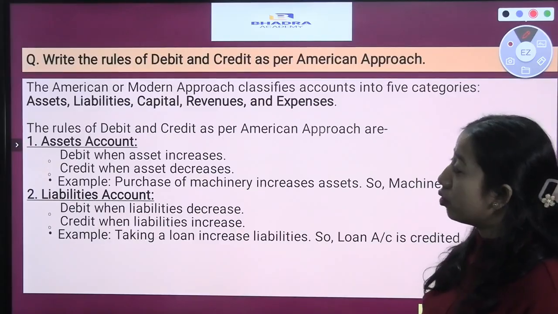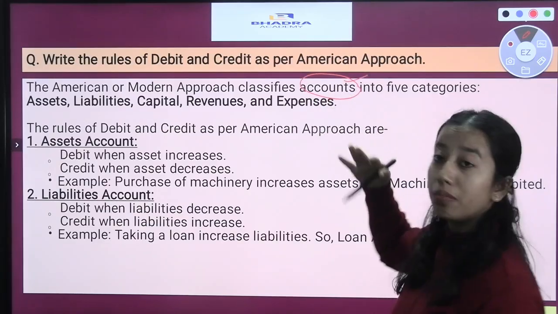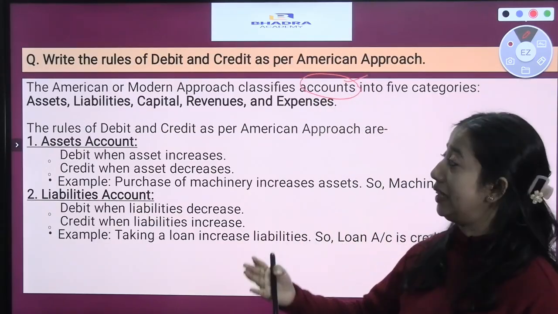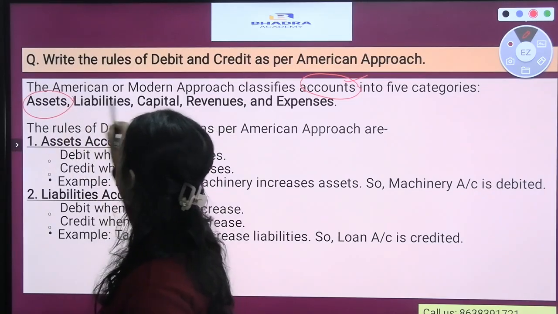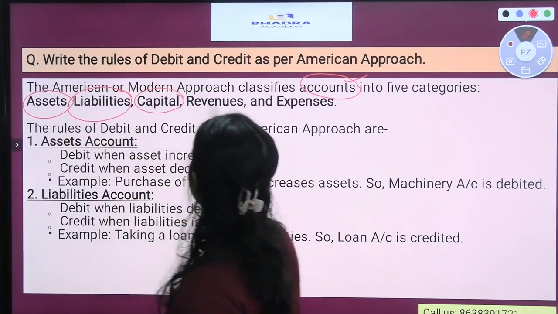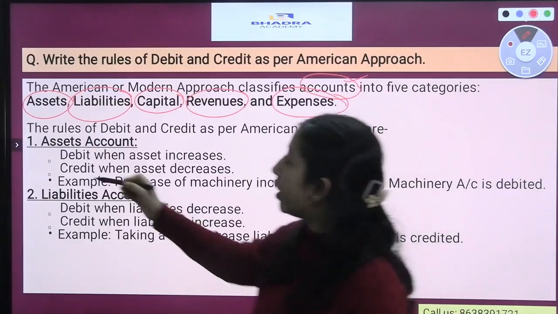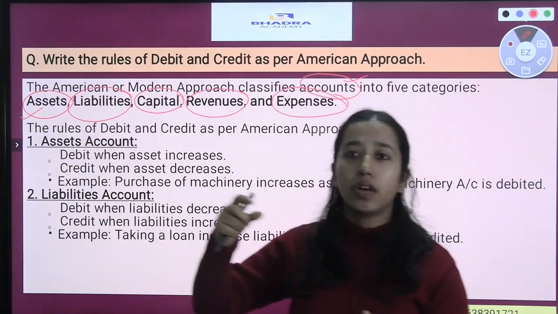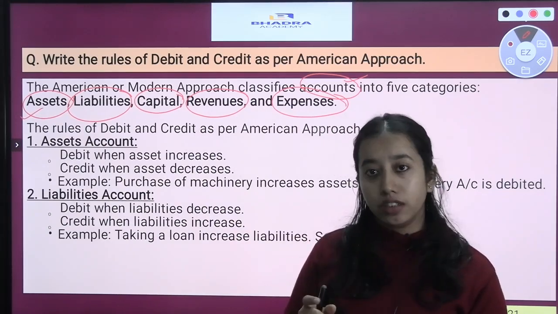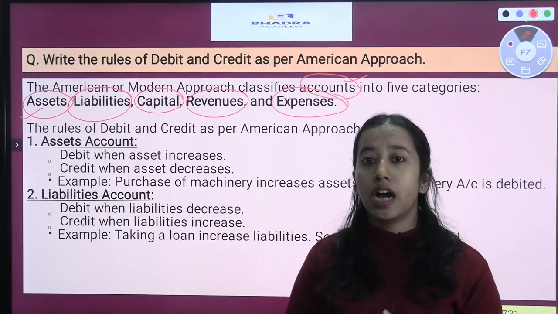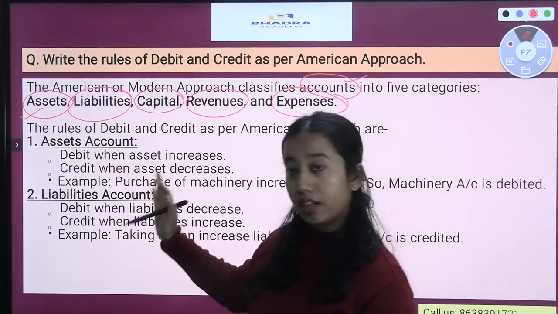Under the American approach, the ledger accounts that we prepare in the bookkeeping stages are divided into 5 categories: the asset accounts, the liabilities accounts, the capital account, the revenue account, and the expenses account. So what are the asset accounts? Asset accounts are all those accounts that are the assets, or we can say the property of the business. For example, machinery becomes an asset account, then cash becomes an asset account.